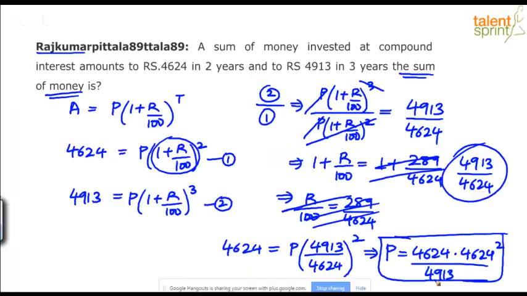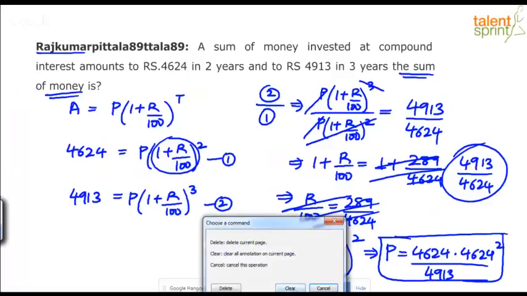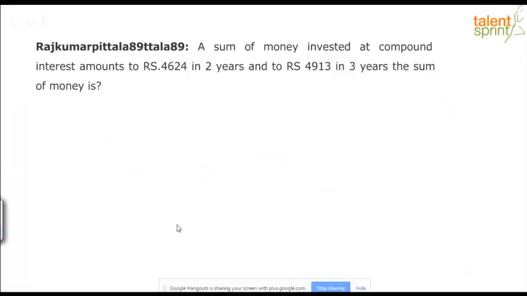If rate of interest is required, then you try to split this or try to find out R from the given equation. But rate of interest is not required. So directly substitute 1 plus R by 100 as 4913 by 4624 and find out principal. Okay. So that's about the question from Rajkumar. Calculation you complete. Next one.